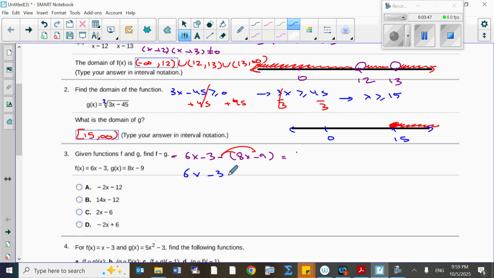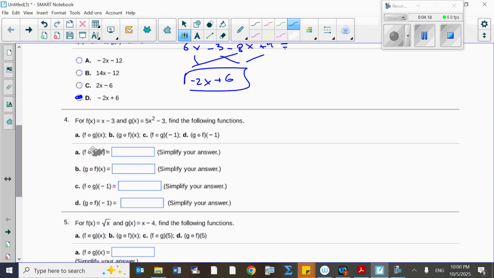6x minus 3 minus 8x plus 9, because 9 times negative makes it positive. Now we're going to combine the like terms. Negative 8x and 6x will be negative 2x, and negative 3 plus 9 will be 6. So this is the answer, and it's here.